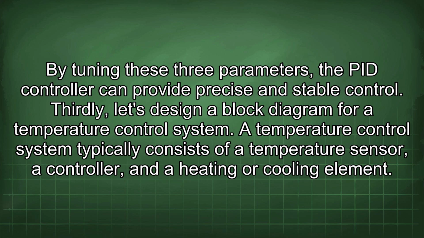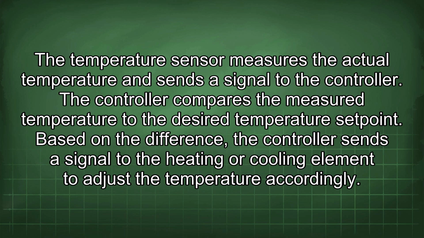Thirdly, let's design a block diagram for a temperature control system. A temperature control system typically consists of a temperature sensor, a controller, and a heating or cooling element. The temperature sensor measures the actual temperature and sends a signal to the controller.